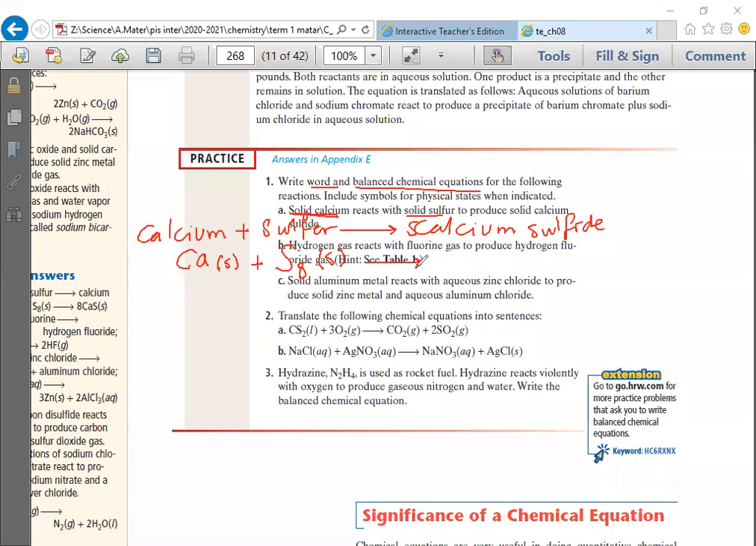Then yields. Is any pressure or temperature mentioned? No. So we just write the arrow, and it will produce calcium sulfide, CaS. Now we need to balance. How many sulfur do we have here? 8. And here, how many? One. So we should write a coefficient 8 for calcium sulfide. And then 8 for calcium, so like this we get the balanced equation.